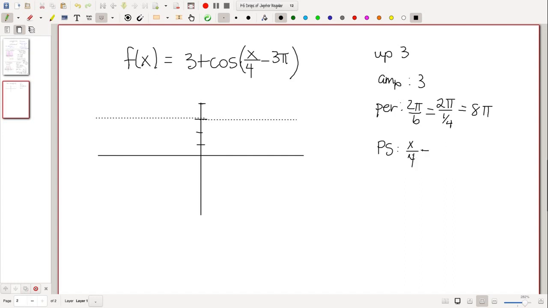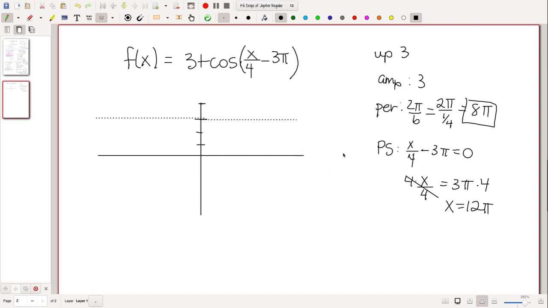take that inside part and set it equal to 0. So now when I solve for x, I'm going to multiply both sides by 4. And remember, these are the nicer ones. So x equals 12 pi. Okay, and when I say they're the nicer ones, when they have the longer period, they're a lot easier to graph.